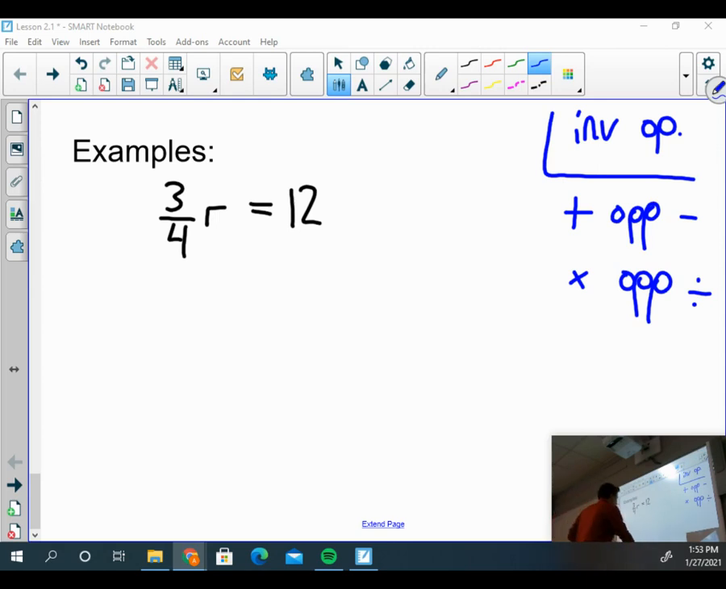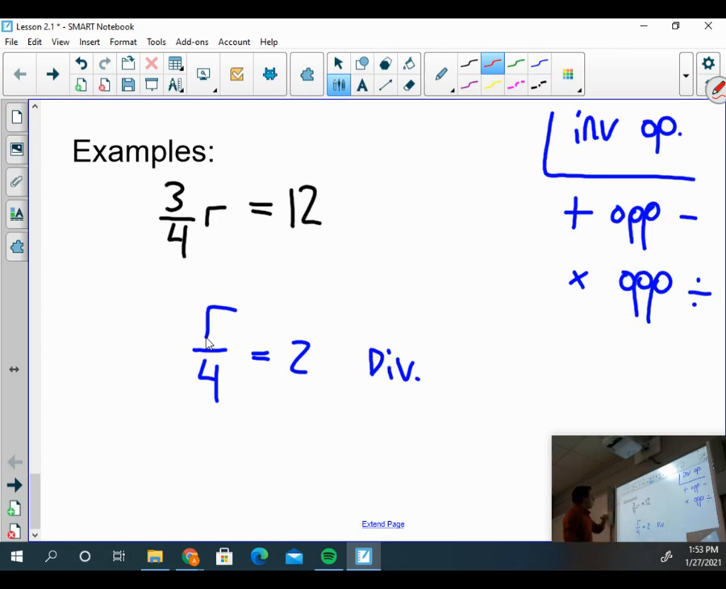But we saw earlier the problem was r over 4 equals 2. The r over 4 equals 2 is an example of division occurring because the r is being divided by the 4. We can clearly see here the r is over the 4. But we don't have that exact same situation happening in 3/4 r equals 12.